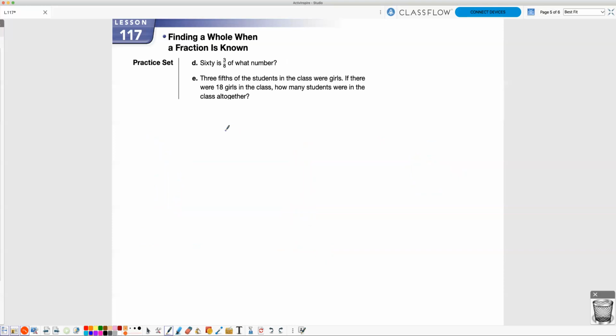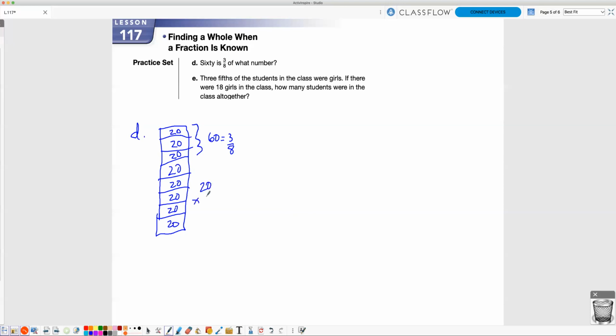Letter D, 60 is 3/8 of what number? So in this case, for part D, I want to have a rectangle that has 8 boxes in it. So there's 1, 2, 3, 4, 5, 6, 7, 8. And this 60 is 3/8. So I'd look at 3 of these. So 1, 2, 3 divided by 60. That's supposed to be 60 of them. So that means this has to be 20. This has to be 20. And this has to be 20 because that was 3/8, remember. And we chose 8 equal boxes because it has the denominator of 8 there. That means that each of these has to have 20 in it as well. And I can take 20 times 8 to get 160. And that would be my final answer for what 60 is 3/8 of.